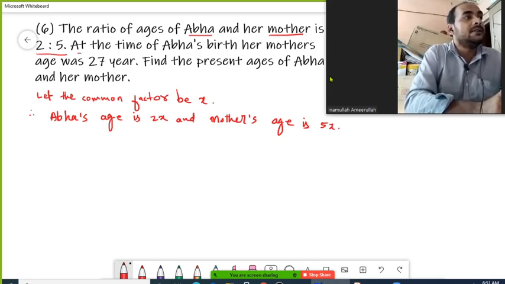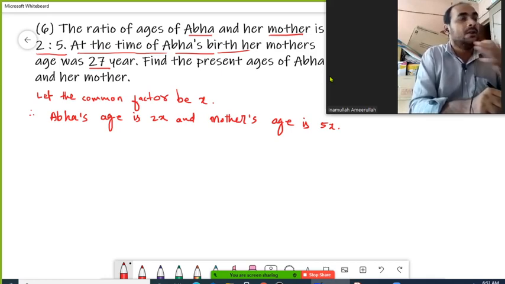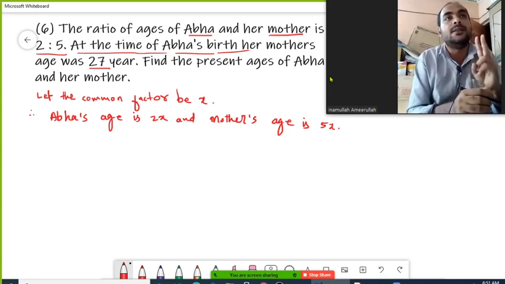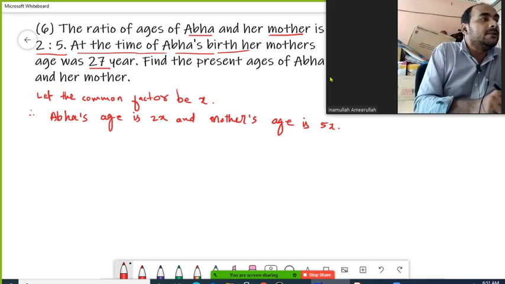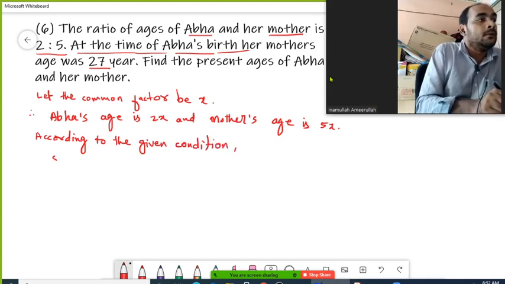Further, the question says, at the time of Abha's birth, her mother's age was 27. Means when Abha was born, her mother was already 27 years old, which means there is a 27 year gap between their ages. So we can say the difference between their ages is 27. According to the given condition, the difference between mother's age and daughter's age is 27.